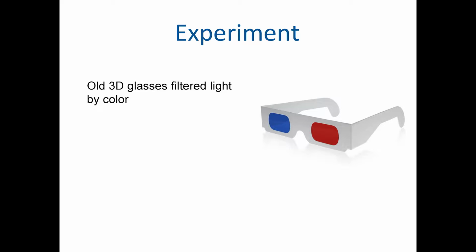And the reason they wore these is because when a 3D movie is projected onto a screen, you need two images, and you need a way to filter each image to each eye. And so they would project one image in blue, and that image would go to your right eye, and then they'd project the image in red just over it, and that would go to your left eye.